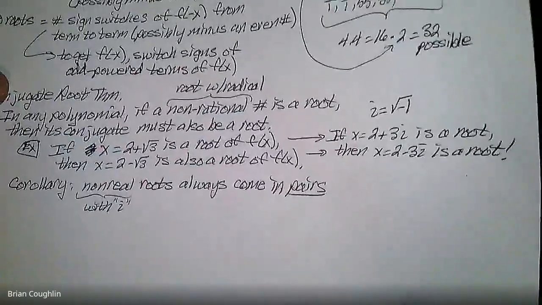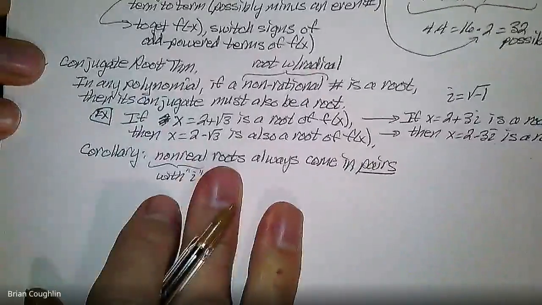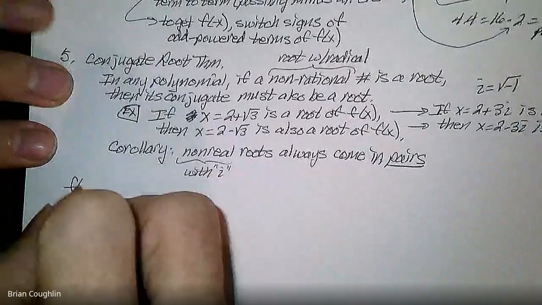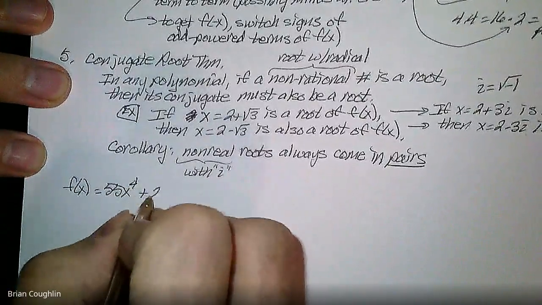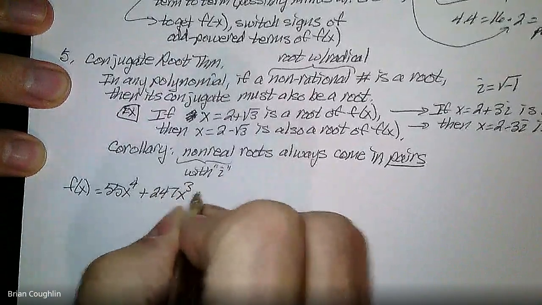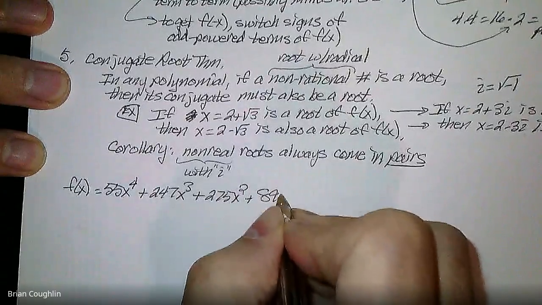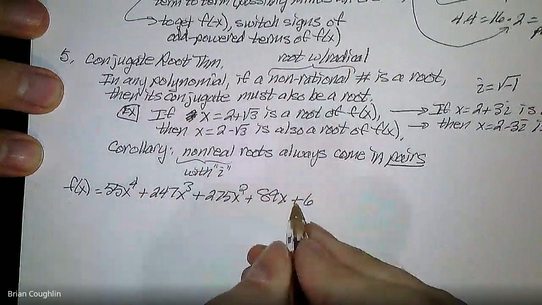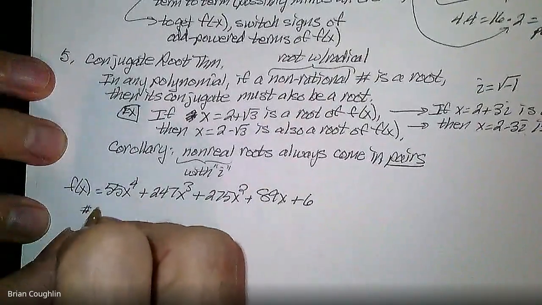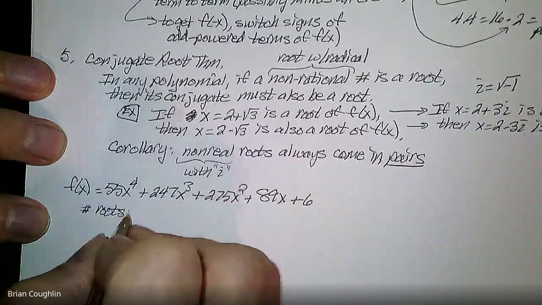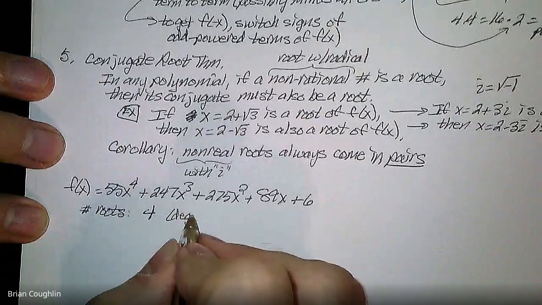So let's actually do this. Let me rewrite this. See if I can actually get this on screen too. f of x equals 55x to the 4th plus 247x cubed plus 275x squared plus 89x plus 6. So this is regular f of x. The very first thing I'm going to ask on a test is, what's the number of roots? The answer to that is 4, because that's the degree. Fundamental theorem of algebra says that.